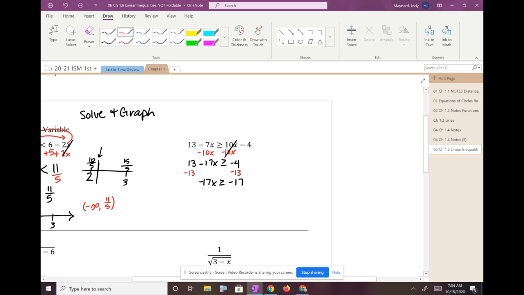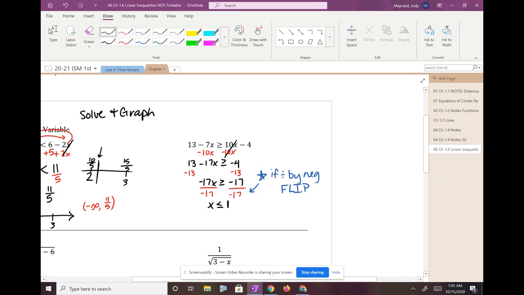And then we divide. Negative 17 divided by negative 17. Okay, here. This is the place where y'all forget the key part. The key part is when you divide by a negative number, it flips the sign. So if we divide by a negative, we flip the sign. So here, I am going to have x, flip the sign, is less than or equal to negative 17 divided by negative 17, which is a positive 1.